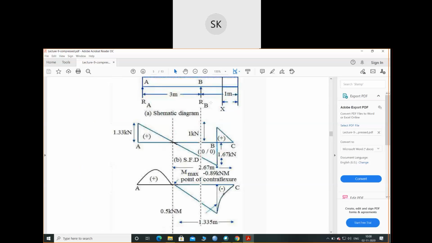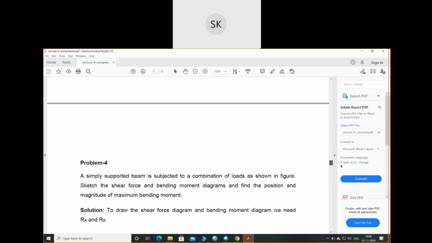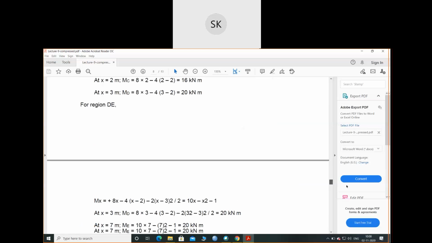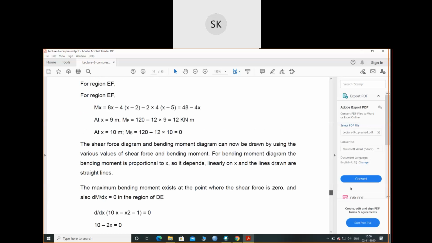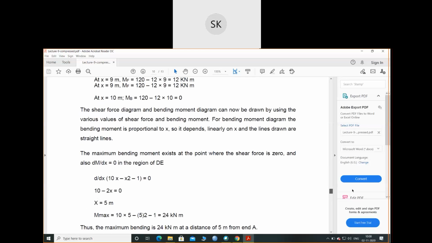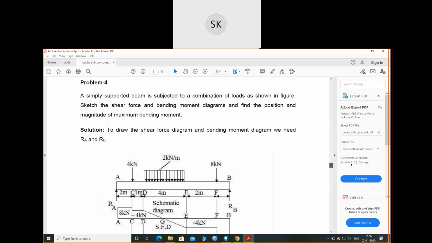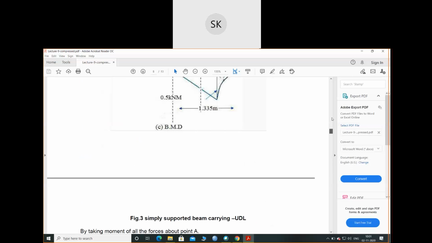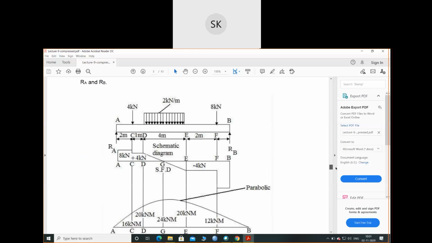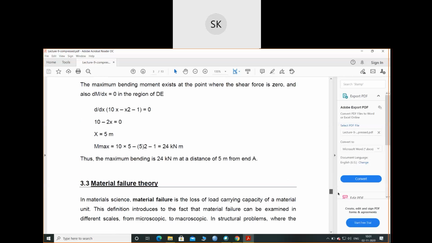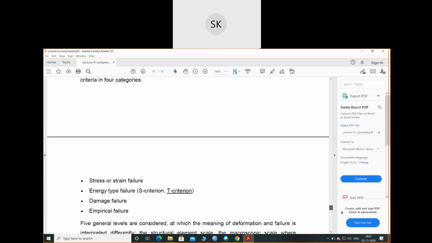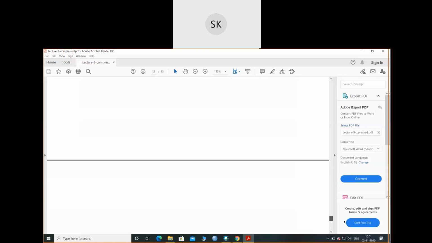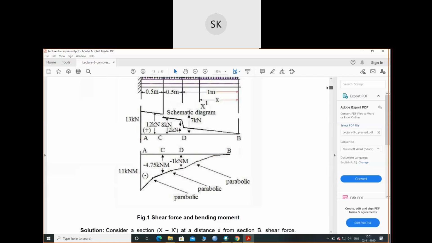So this is your final shear force diagram, and this is your final bending moment diagram. There are many more questions. I'll share this PDF. Till here, up to question number 4, you try to solve by yourself, or I'll share this PDF to see the solution. If you don't understand, we'll discuss in the next class. These 4 questions are important.